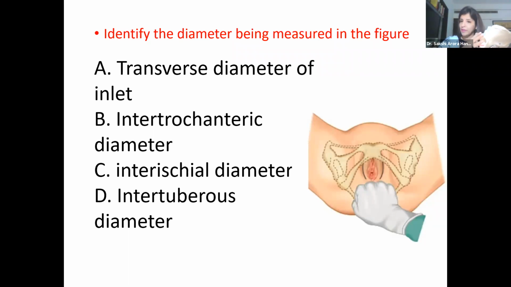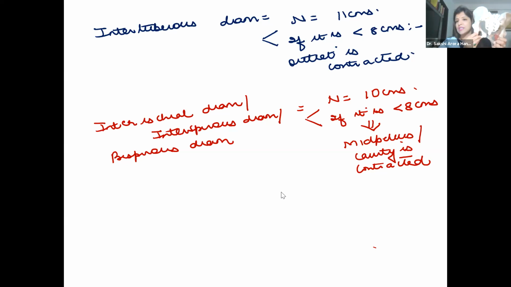Now, apart from inlet, outlet is very important. And in outlet, the most important diameter is the transverse diameter of the outlet, which is the distance between the two ischial tuberosities, right? Normally, this intertuberous diameter is 11 centimeters. If this diameter becomes less than 8 centimeters, you say that the outlet is contracted. So normally your intertuberous diameter is 11. If it becomes less than 8, you say that the outlet is contracted, right?